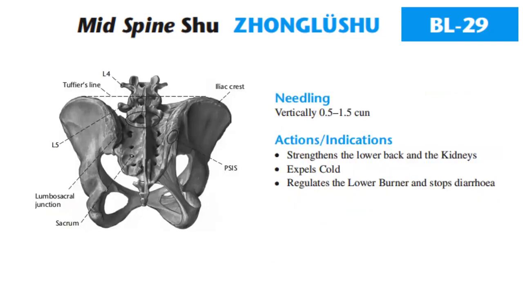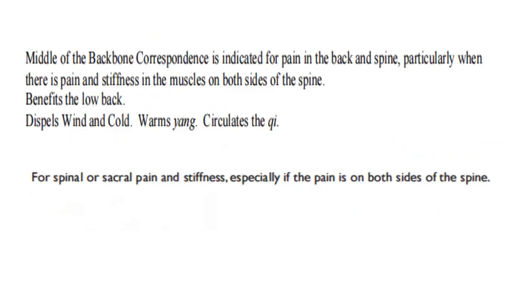Actions and indications: strengthens the lower back and the kidneys, expels cold, regulates the lower burner, and stops diarrhea. This is called the Middle of the Backbone Correspondence and is indicated for pain in the back and spine, particularly when there is pain and stiffness in the muscles on both sides of the spine. Benefits the low back, dispels wind and cold, warms yang, circulates the qi. This is for spinal or sacral pain and stiffness, especially if the pain is on both sides of the spine.